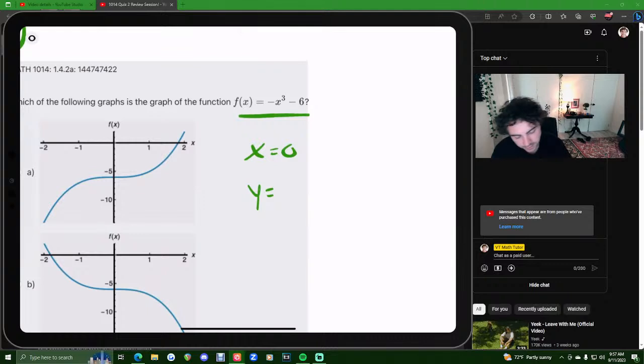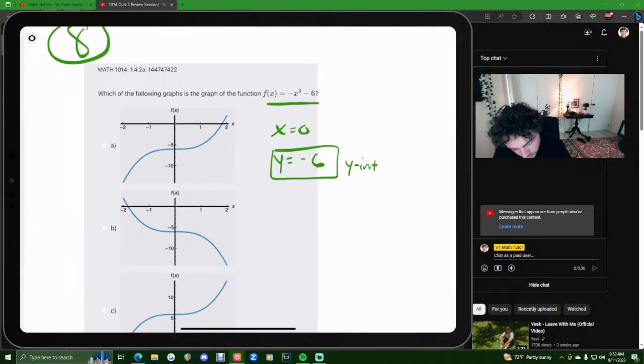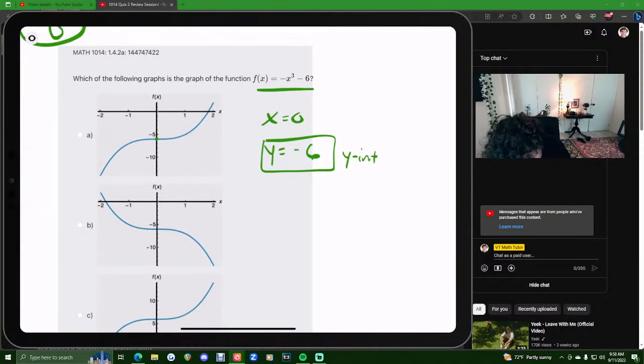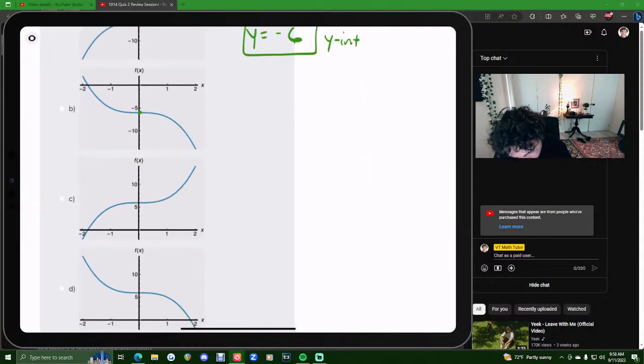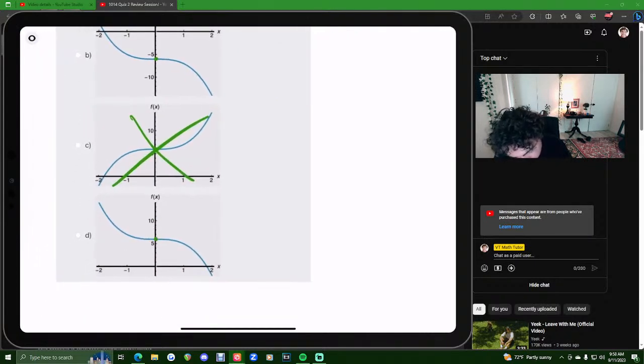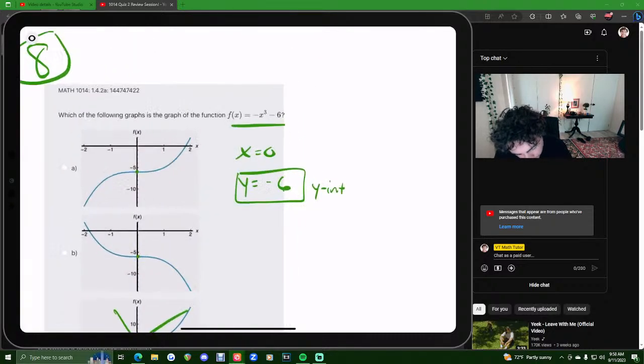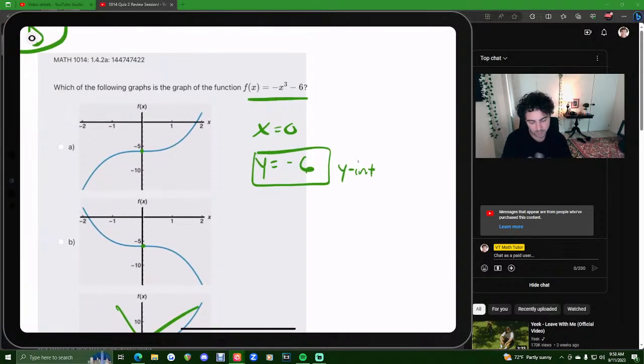So if you plug in 0, you get negative 0 cubed. Anything with just 0 is just going to go to 0. So 0 minus 6 is just negative 6. So negative 6 should be your y-intercept. Do we see any graphs with a y-intercept of negative 6? A looks good. B looks good. C does not look good. That's positive 6. And D does not look good. That is also positive 6. So just like that, we've narrowed it down to A and B.